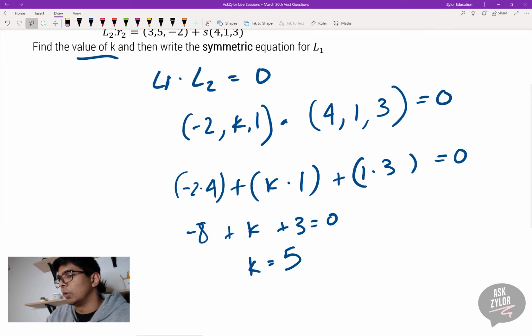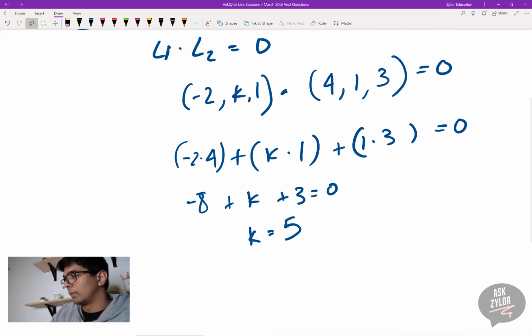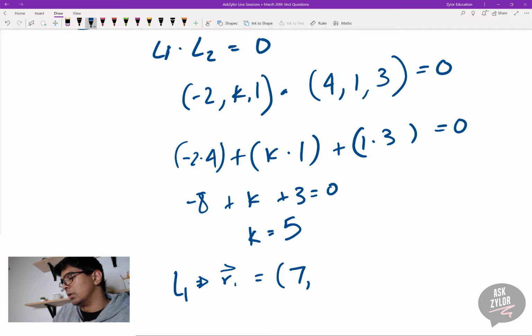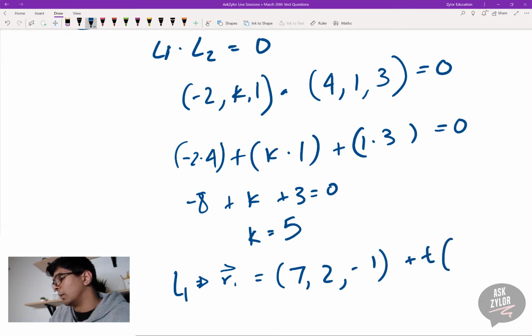So I'm going to rewrite the equation with my k. So I have L1 is equal to R1. I'm going to say that's my vector equation. That's equal to 7, 2, negative 1. I'm not changing any of the points. But instead of k, I'm going to write my new value for k. So I have negative 2, 5, and 1.